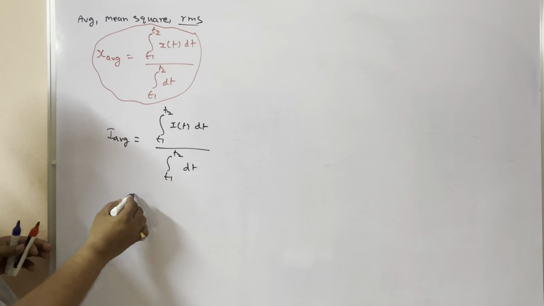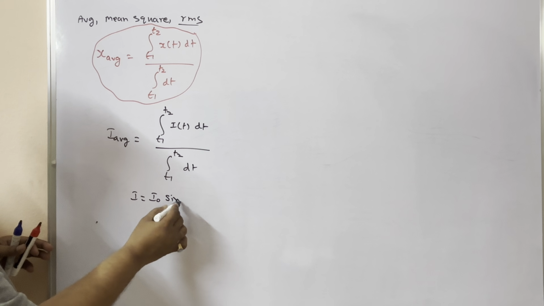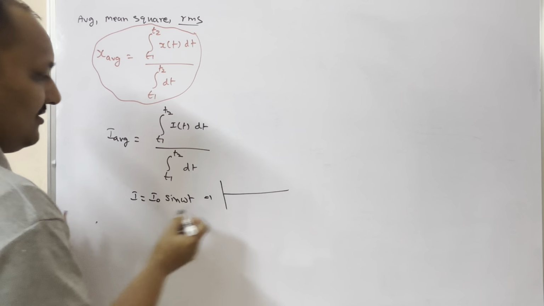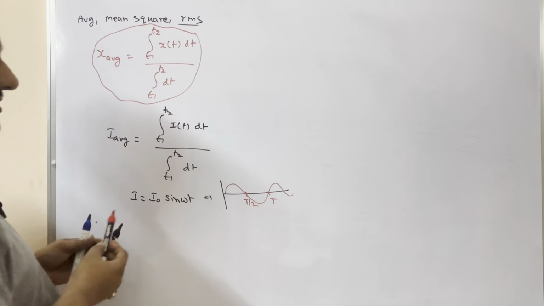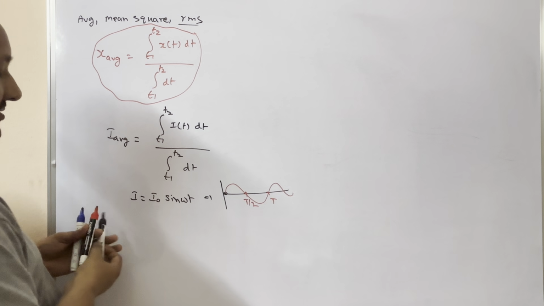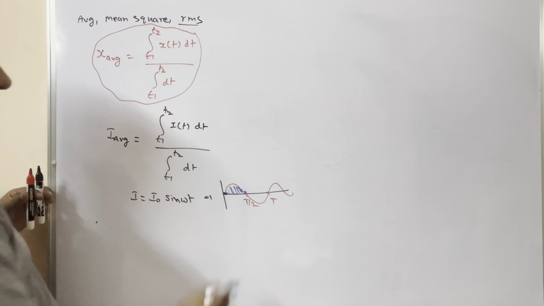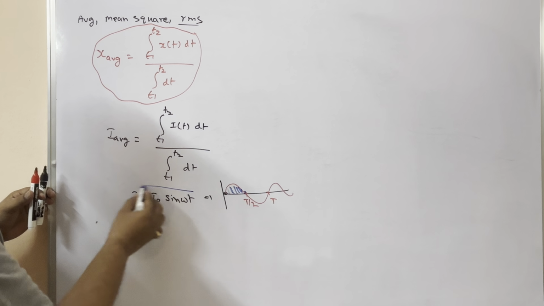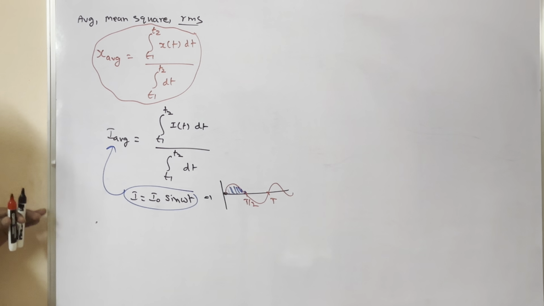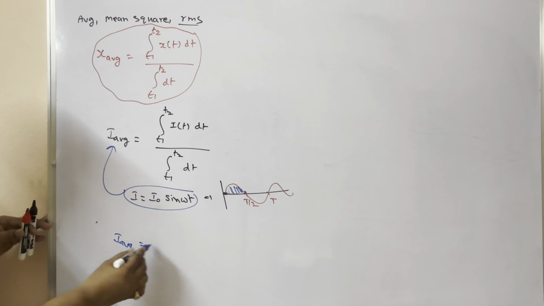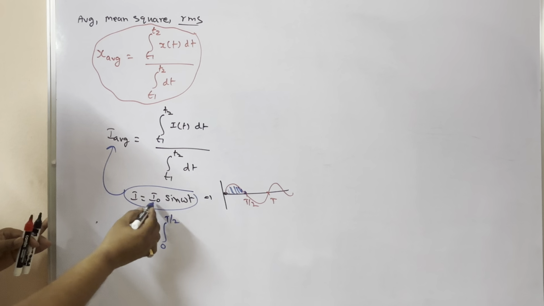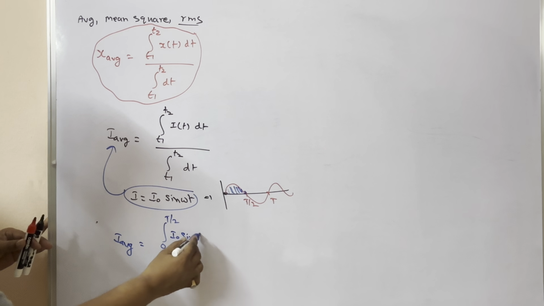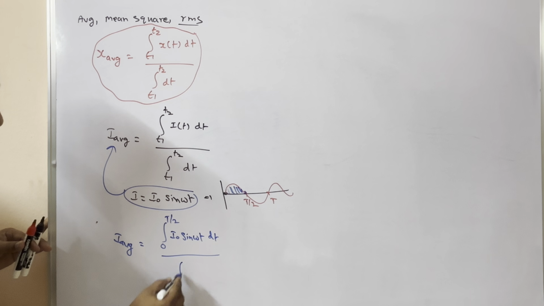Generally, how will we represent AC? I is equal to I naught sine omega t. It is going to be changing like this. Correct? This is T by 2. If you want the average value between 0 to T by 2, how will we find it? By using this formula. So, I average is going to be over the interval 0 to T by 2, I of t, which is I naught sine omega t dt, divided by the integral of dt between the limits 0 to T by 2.